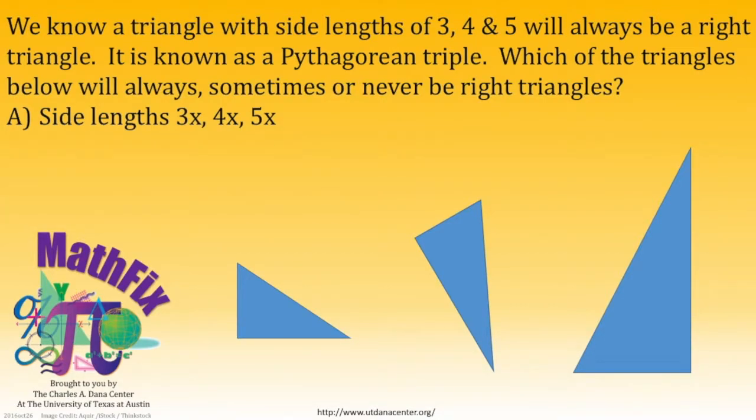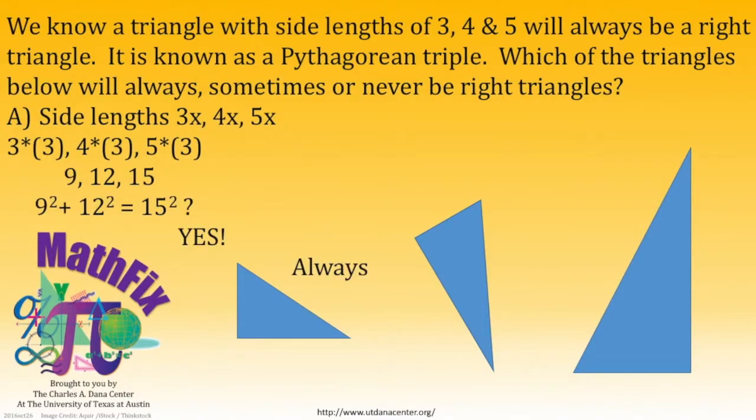Our first one, if we said that the side lengths are 3 times x, 4 times x, and 5 times x, the same quantity, would that then be a right triangle? So if we plug those in and said maybe it's 3 for x, then we get our side lengths of 9, 12, and 15. 9 squared plus 12 squared equals 15 squared, yes, a right triangle, so it's always going to be. We're simply creating a multiple of that 3, 4, 5 right triangle. It could be fractions as well for x.